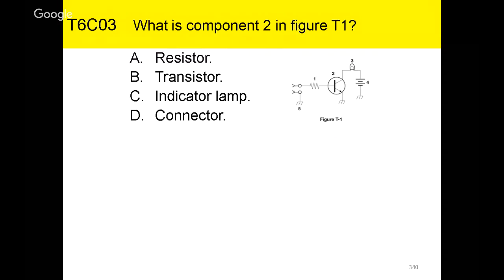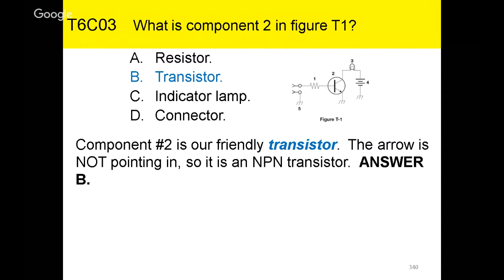So what is component 2 in figure T1? We kind of covered a little bit of this before. We talked about this happens to be an NPN type of component, but if you answered B, it is a transistor. The arrow is not pointing in, so it is an NPN transistor.